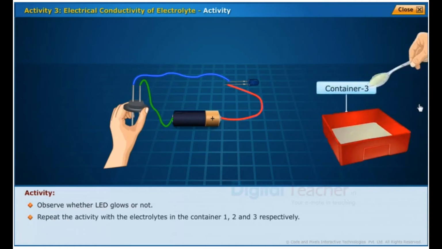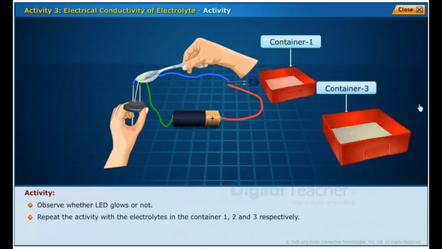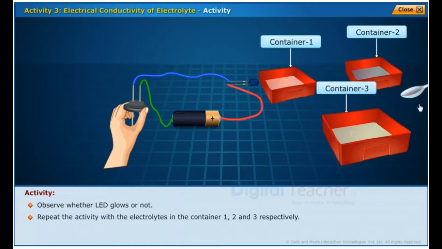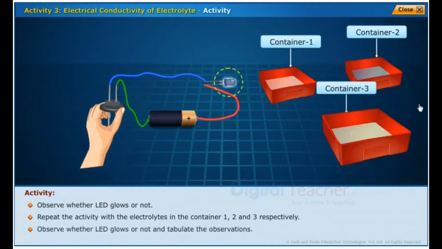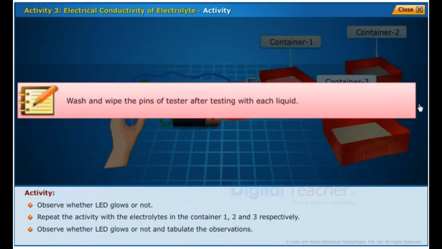Repeat the activity with the electrolytes in the container 1, 2 and 3 respectively. Observe whether LED glows or not and tabulate the observations. Wash and wipe the pins of tester after testing with each liquid.